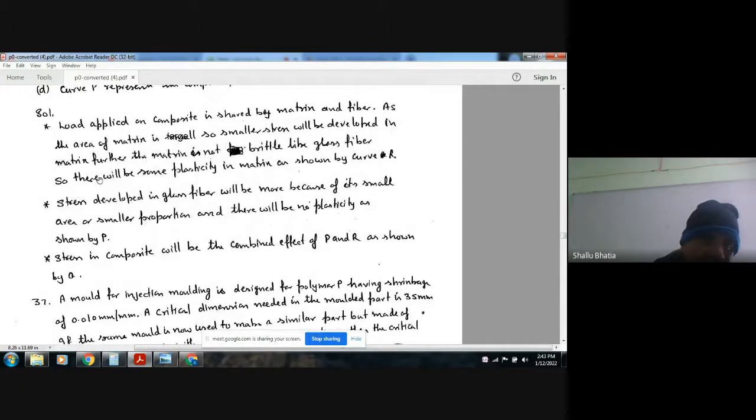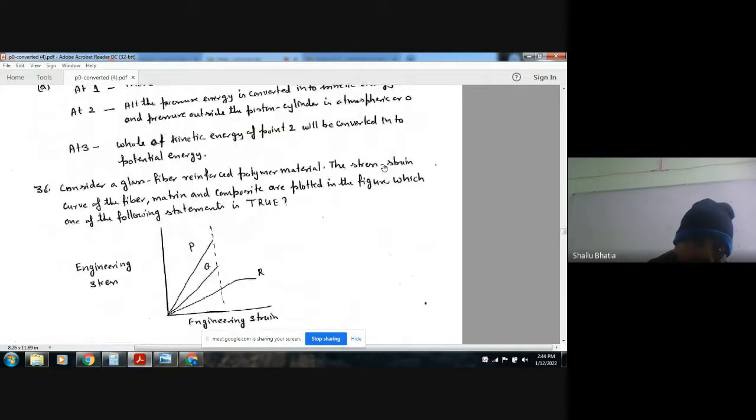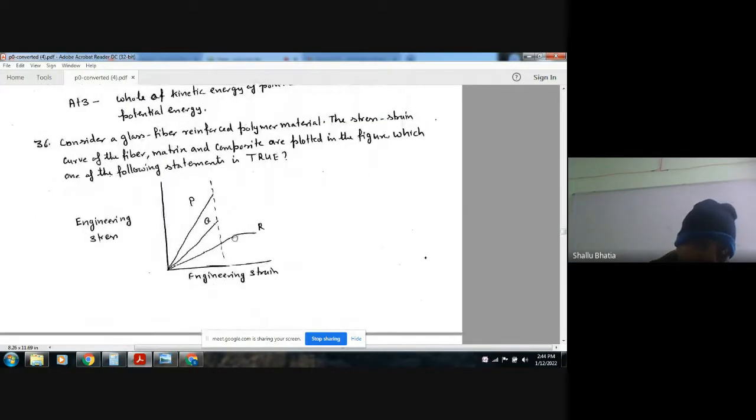So let us see now. The load applied on the composite is shared by the matrix and fiber. As the area of the matrix is large, a smaller stress will be built up in the matrix, and the matrix is not brittle like glass fiber. So there will be some plasticity in the matrix as shown by R. So the curve R is for the matrix.